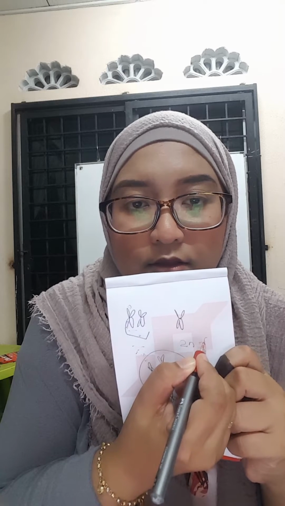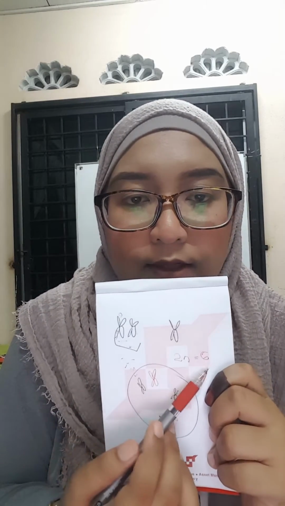So we can write like this. 2N equals to 6. Maaflah tulisannya terbalik kan? 2N equals to 6. Okay. 2N sama dengan 6. Jadi, so apa 2N sama dengan 6? Sebab kita ada 1, 2, 3, 4, 5, 6 kromosom.